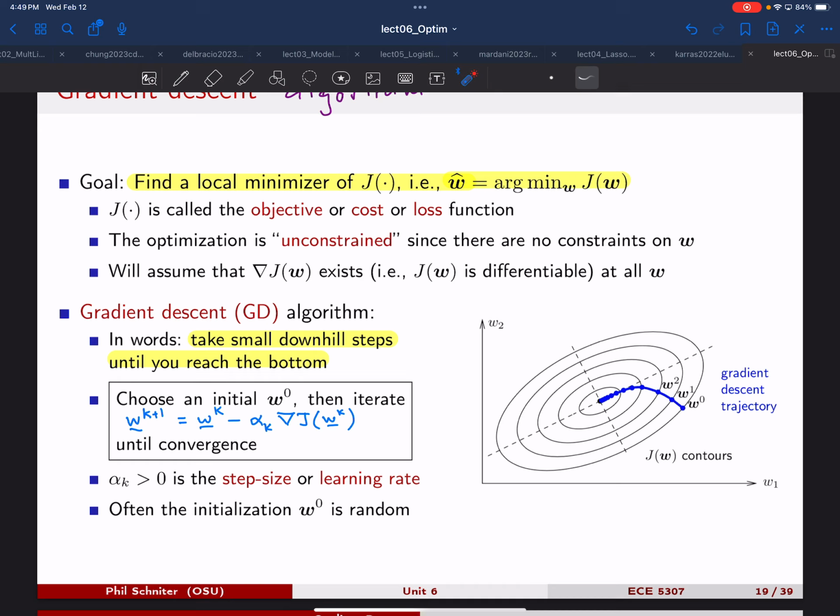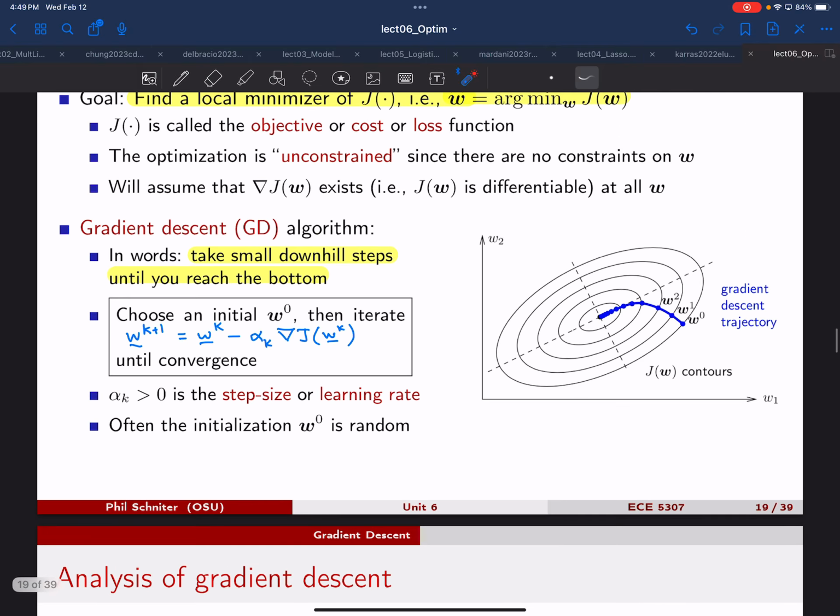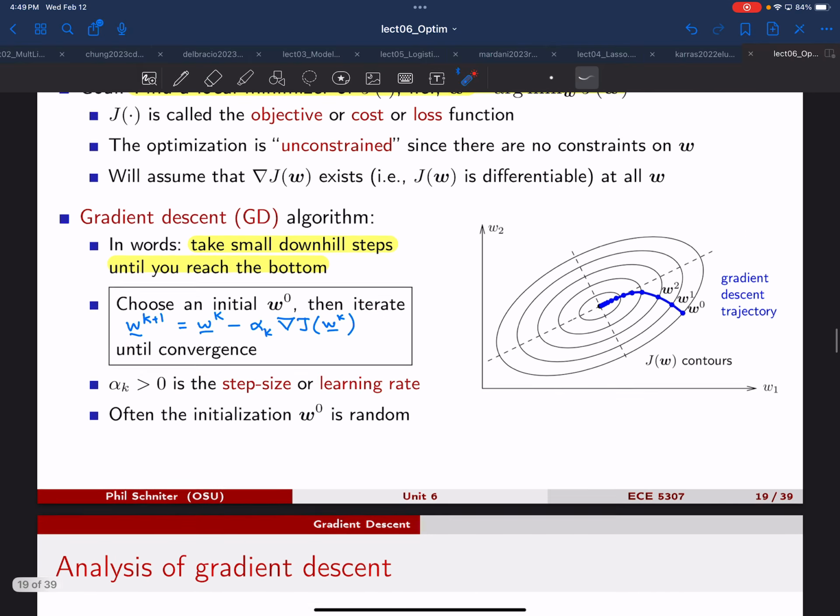Okay, but that's a great question. All right. Any other questions about gradient descent, what we're doing, why we're doing it? Okay, excellent. So let's now convince ourselves that this actually works.